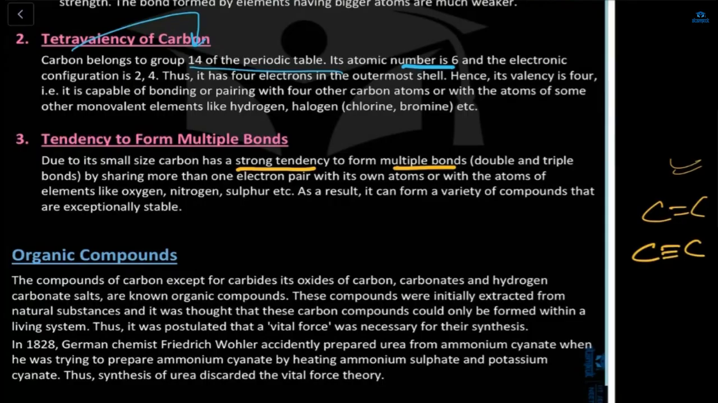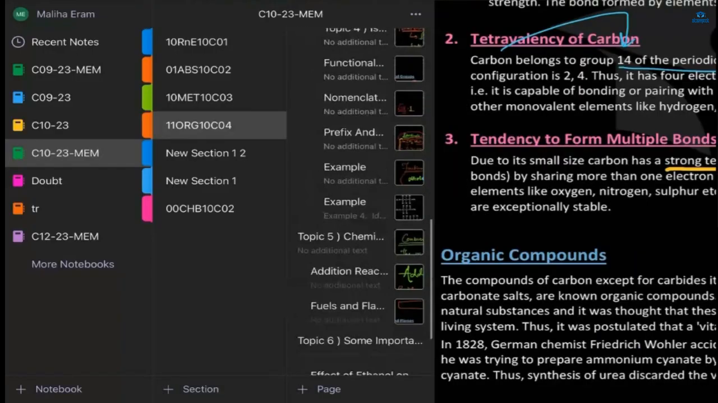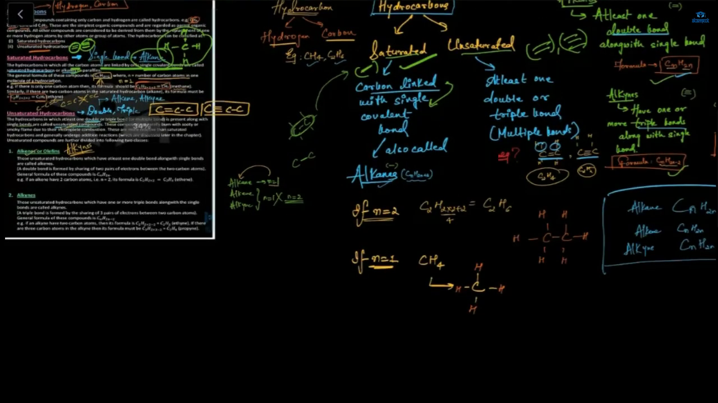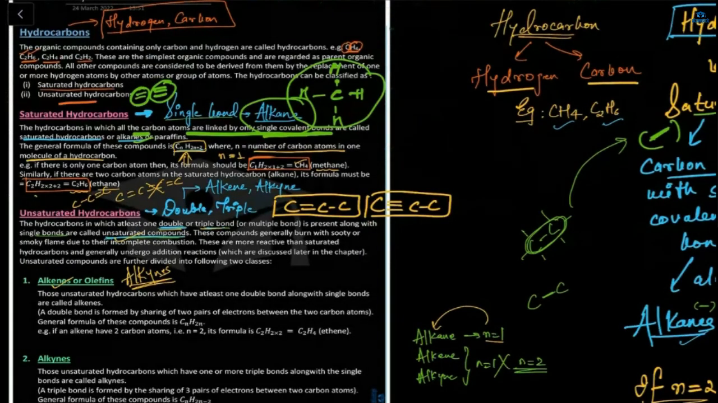Simple? Okay, good. So in the next class we will learn about organic compounds, because this is a very big chapter, and this is the last chapter of your final exams. So there is no sense in going too fast. After this chapter is completed, I will give you some extra questions which will be very important from your CBSE exam point of view. Okay, understood? Okay then.